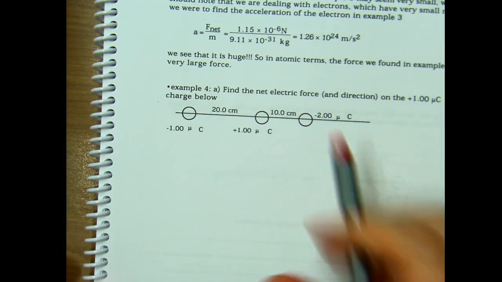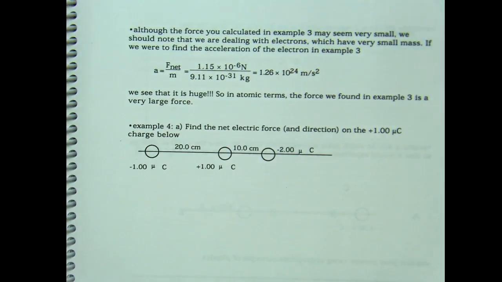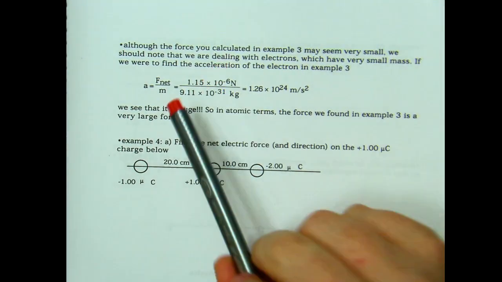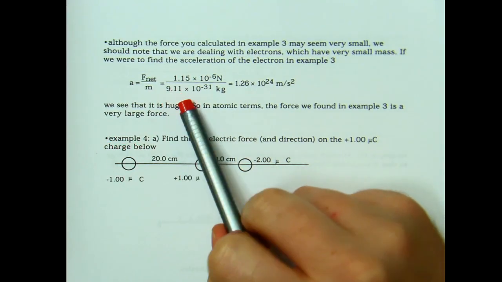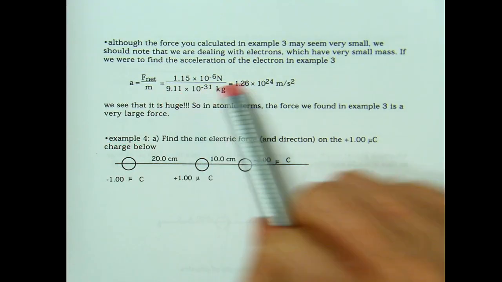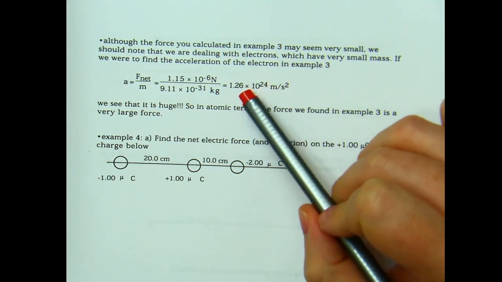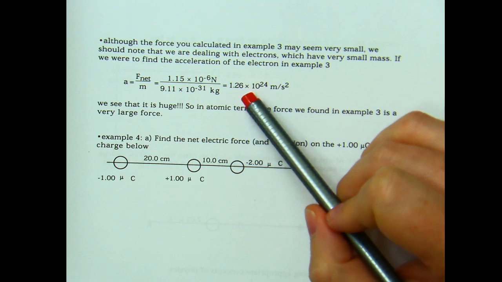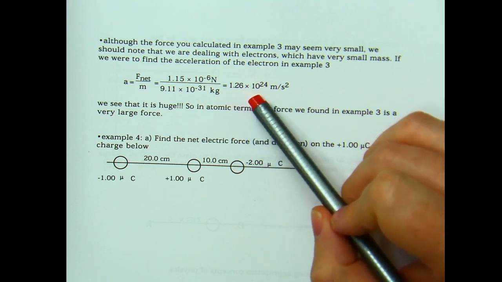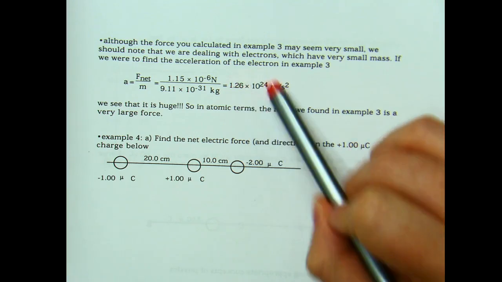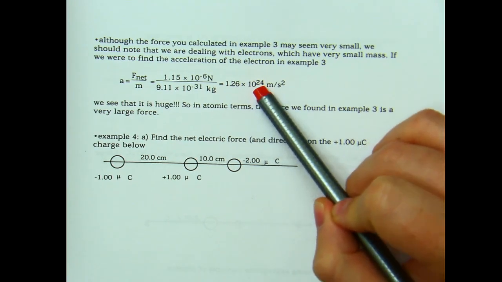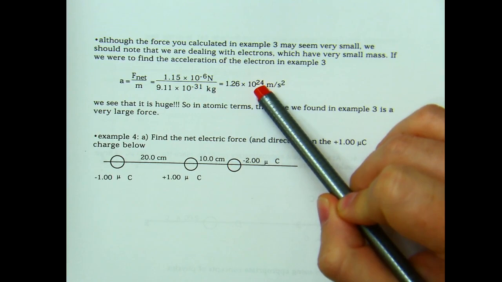Let's do another one. We got that, and the calculation is done for us on the next page. That force was 1.15 times 10 to the negative 6 newtons. The mass of the electron is 9.11 times 10 to the negative 31 kilograms, which gives us an acceleration towards the nucleus of 1.26 times 10 to the 24 meters per second squared. This is a huge inwards acceleration, which is why it's so hard to ionize helium beyond He+.